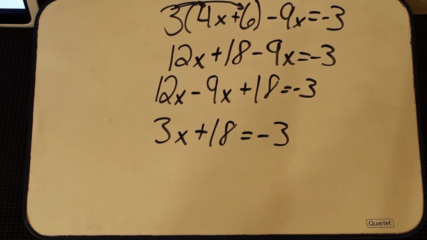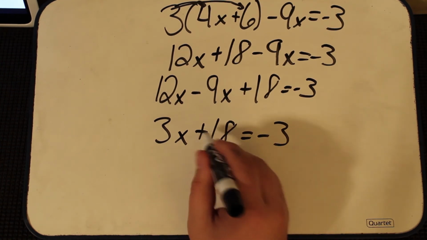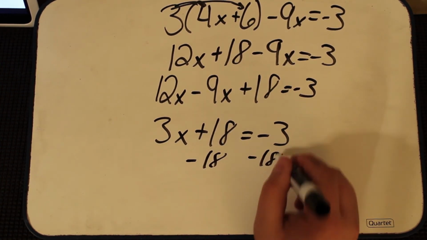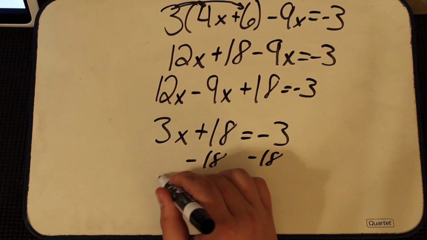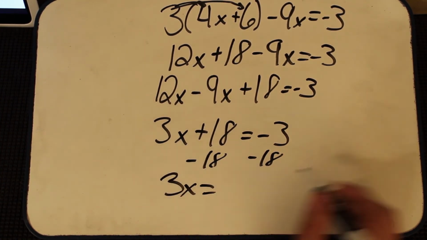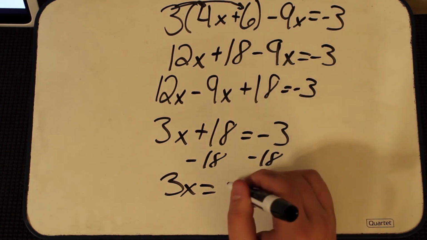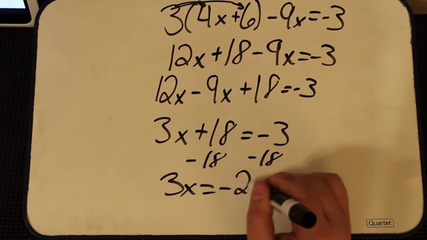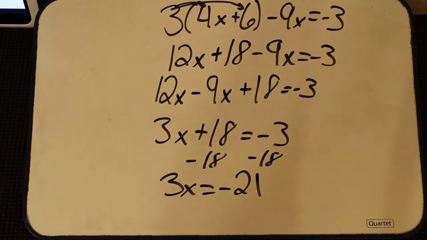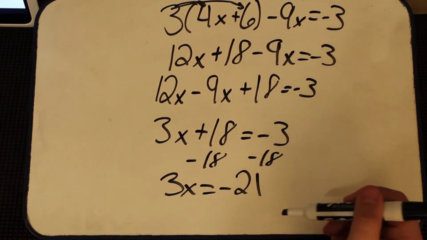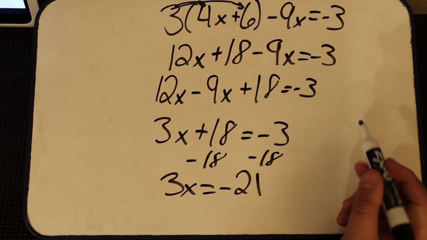Now we have a two-step equation again. Let's treat it like it is. So I have a positive 18, going to subtract 18 on both sides. That gets us 3x equals negative 3 minus 18, which would be negative 21. You can think about that like adding, because you have a negative number and you're taking more away from it. So it's like you're adding, just with the opposite sign.